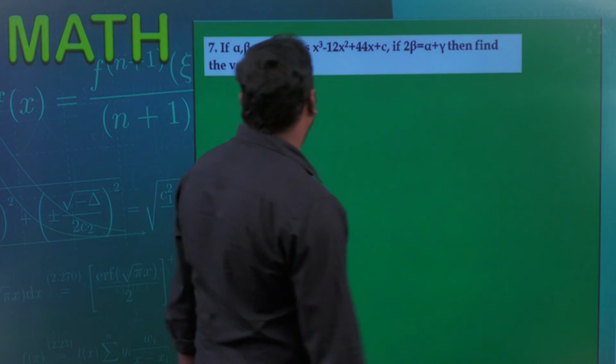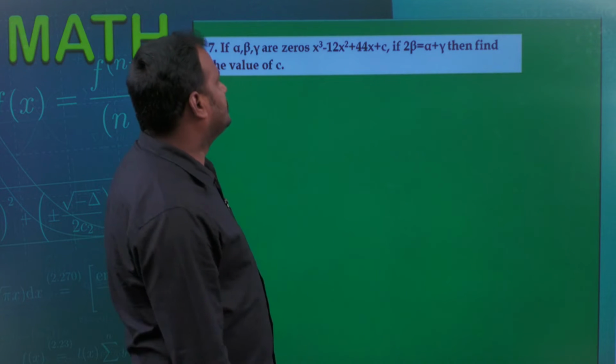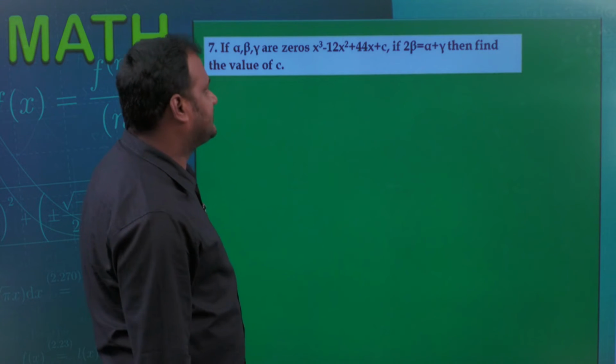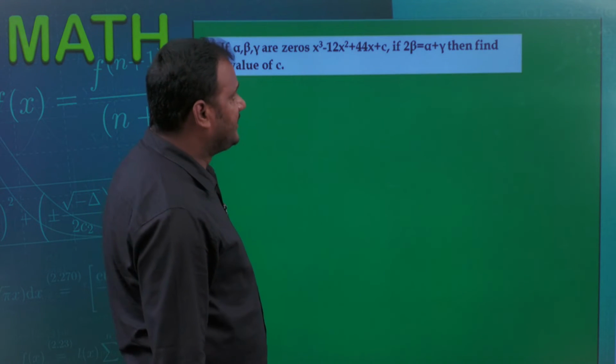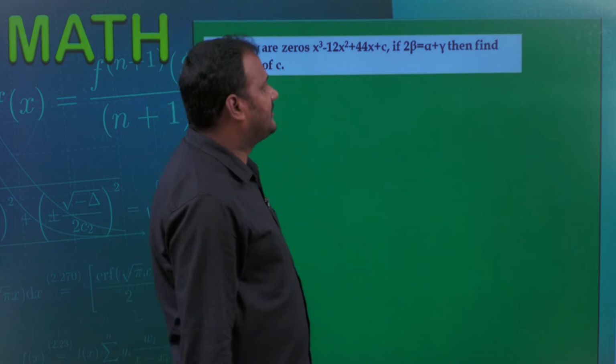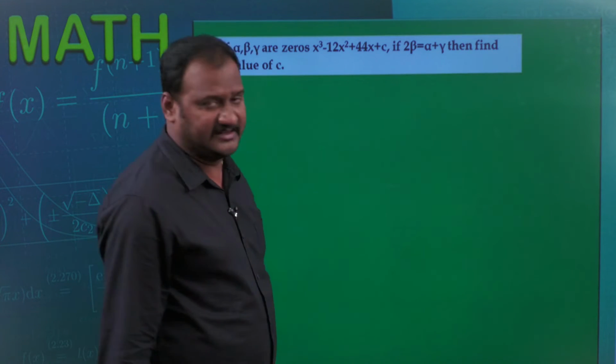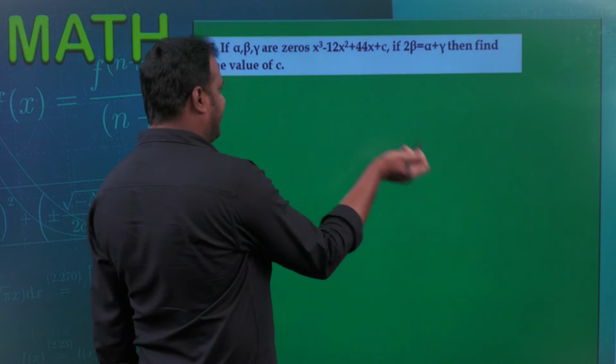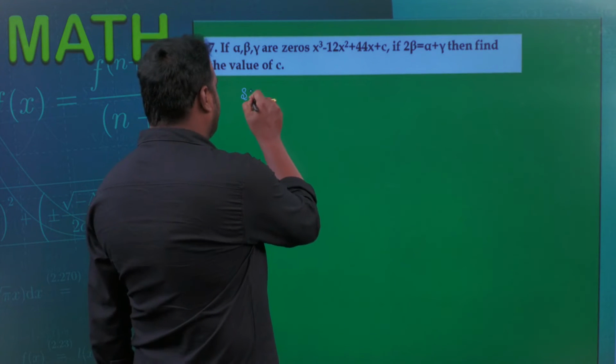Here the next problem is: alpha, beta, gamma are again the zeros of x cube minus 12x square plus 44x plus c. If 2 beta is equal to alpha plus gamma, then find the value of c. Let us try to understand this. Again, this is also similar to the previous one.